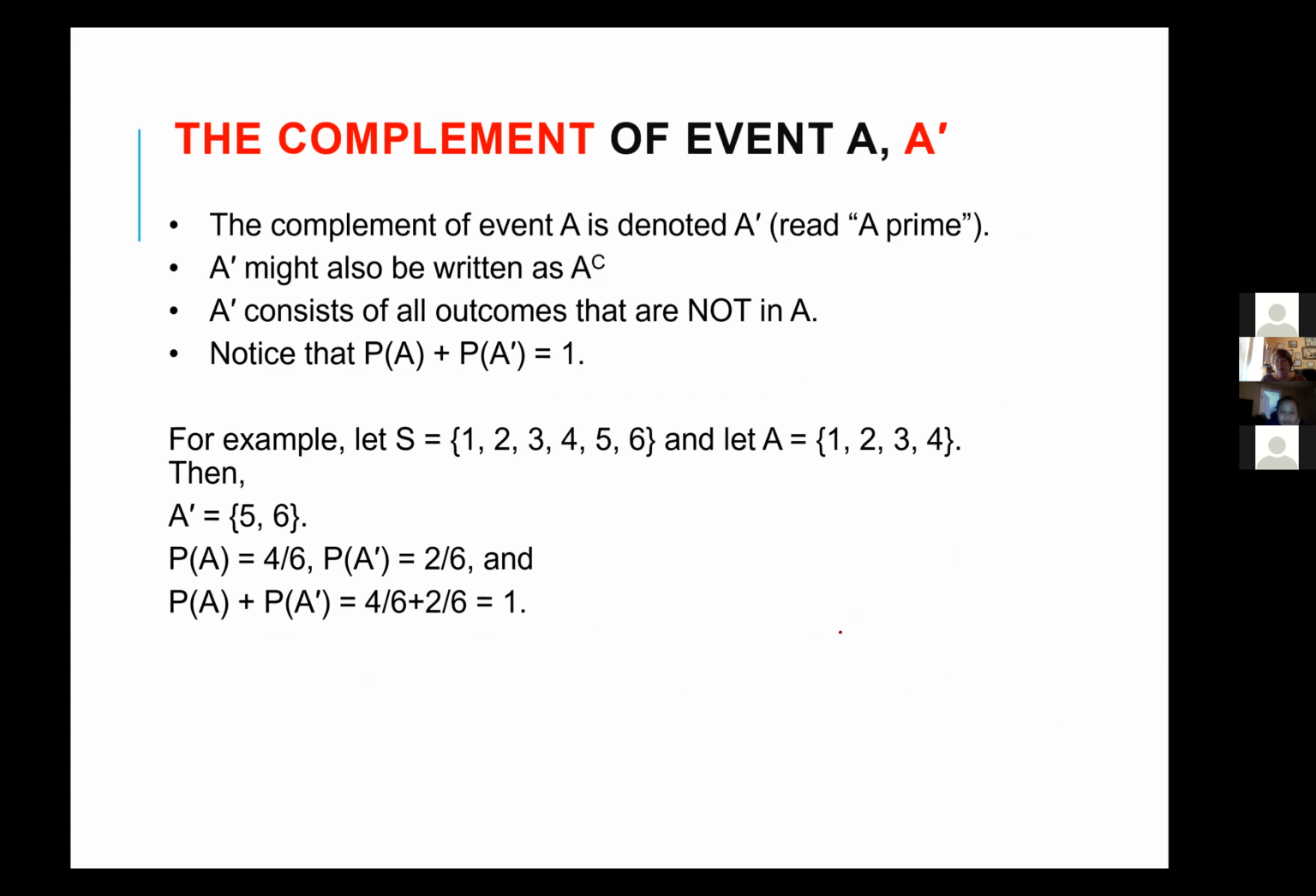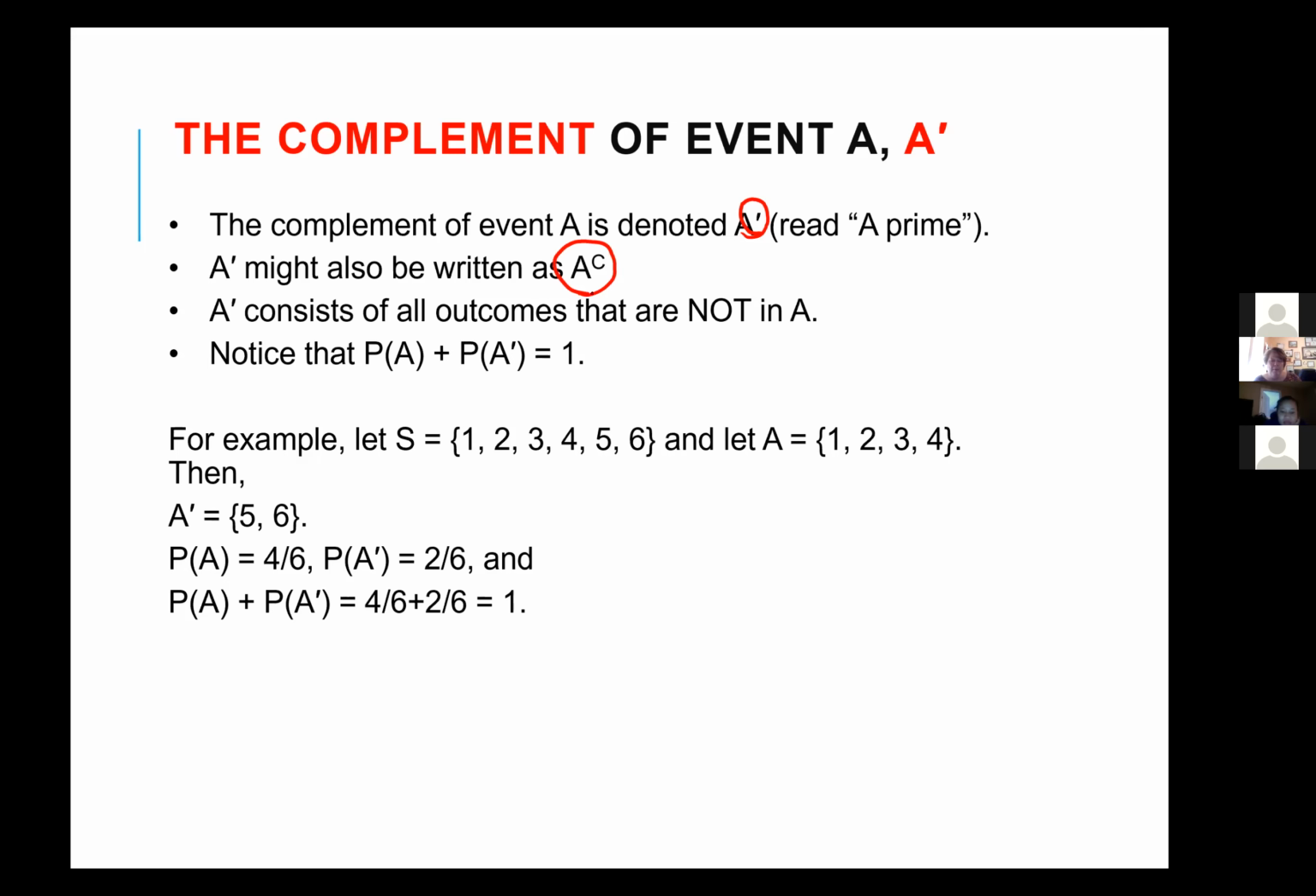The complement of an event A is denoted using A prime. That is a prime symbol. Or in MyOpenMath, in some of your problems, they use A superscript C. That means the complement of whatever event A is. A prime or A complement consists of all the outcomes in your sample space that are not in A.